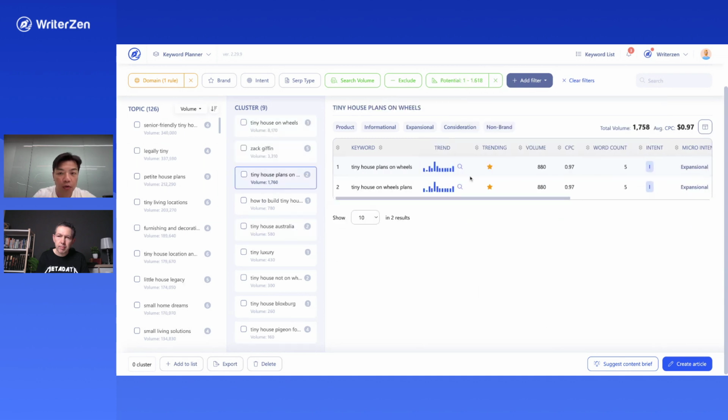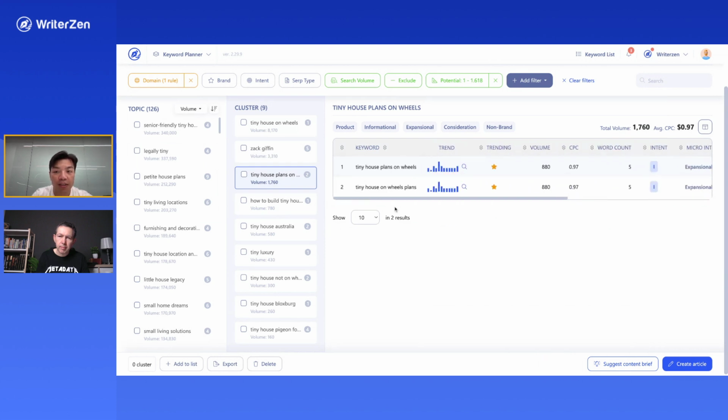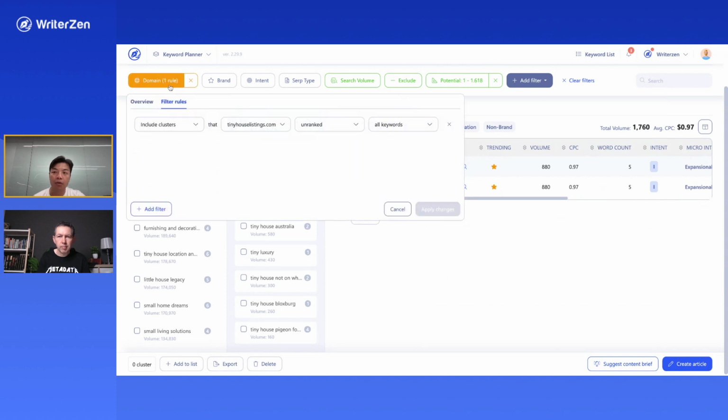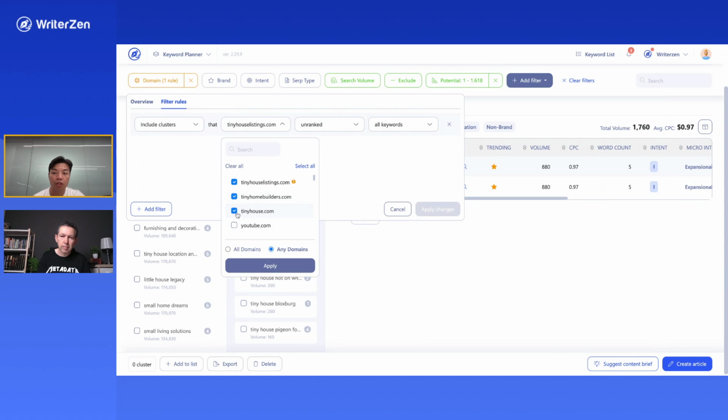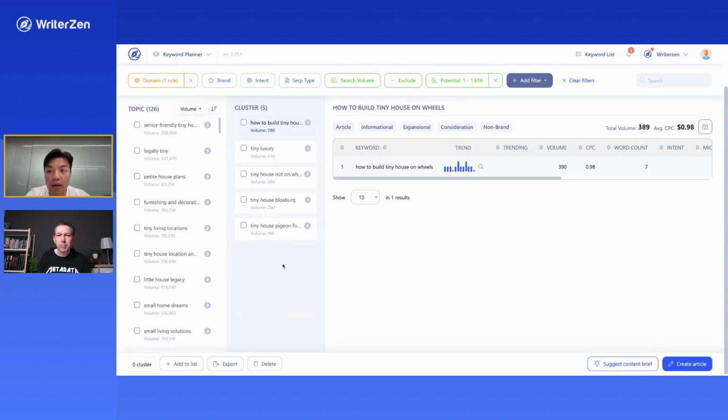It should give you a whole lot more list of keywords that you could work on, right? So again, this is another way, combining it with our golden score features. So looking at domain, looking at direct competitor domain, you can even include more domains here, the top two, just like so. And then click apply change, and write.